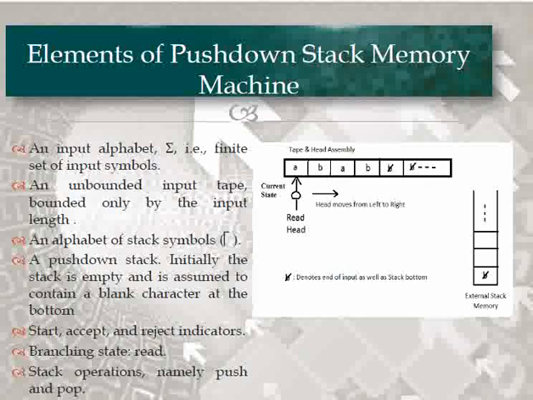It consists of an input alphabet sigma, which is a finite set of input symbols. It also consists of an unbounded input tape, and the tape has to be bounded on one side. The left hand side of the tape is fixed, and the length of that input tape will be unbounded. That is, it is only bounded by the input length.